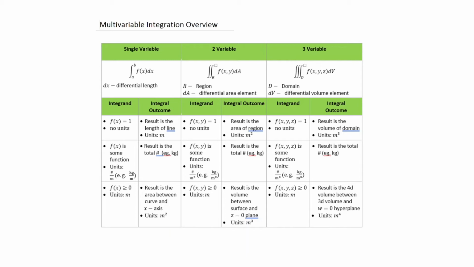So again, we have three cases to consider. One would be if f(x,y,z) equals 1 and has no units. In this case, we're integrating to get the volume of the domain, and the units will be cubic meters, meters cubed.